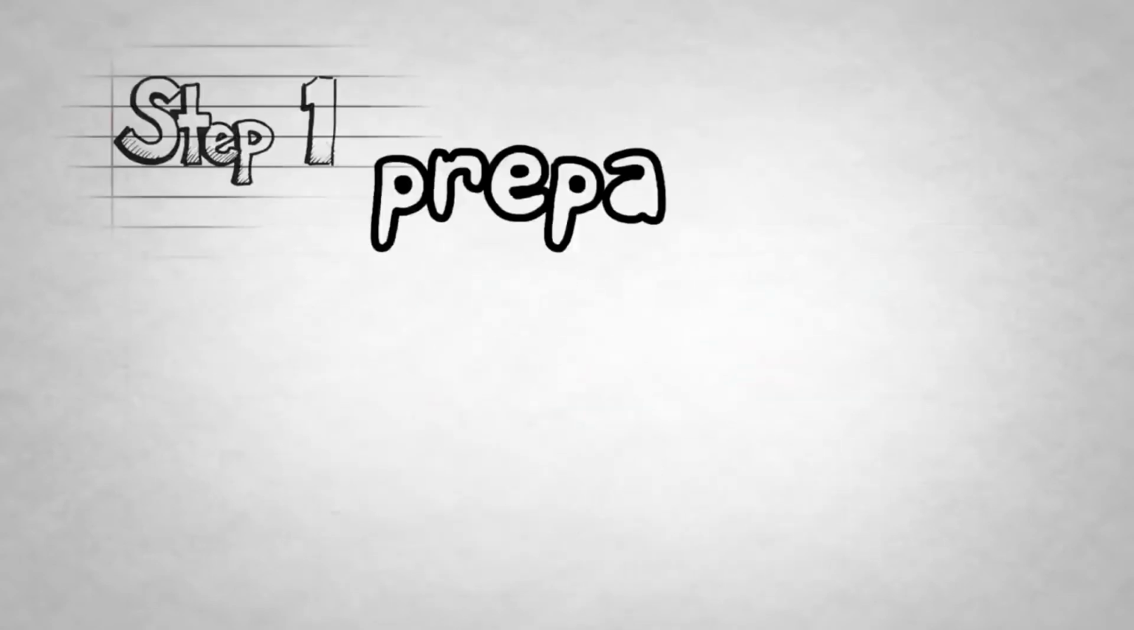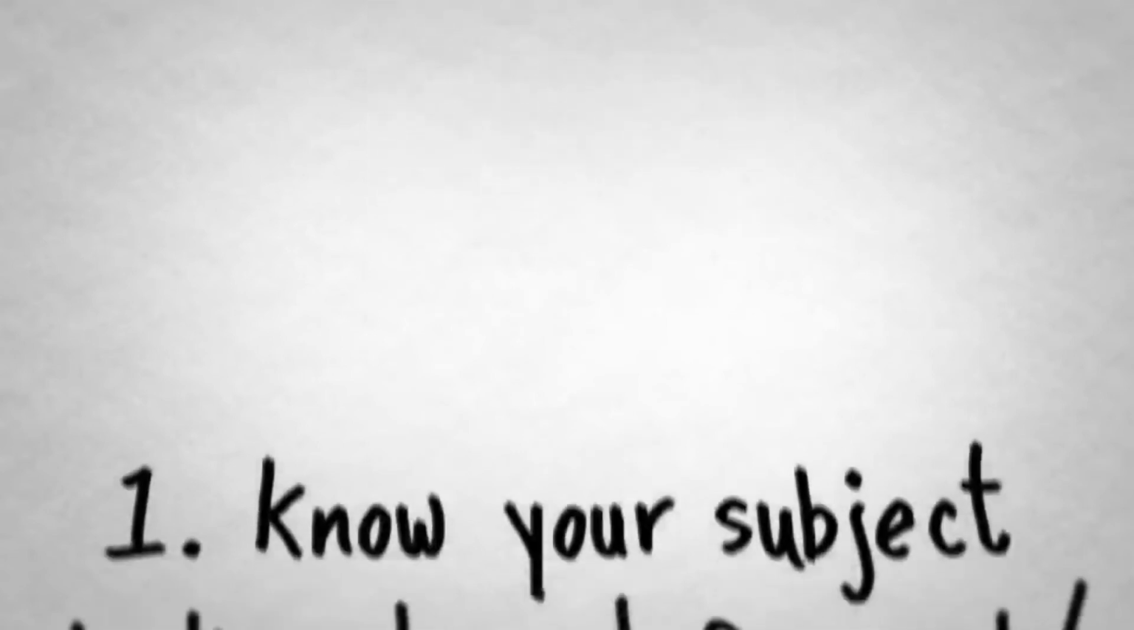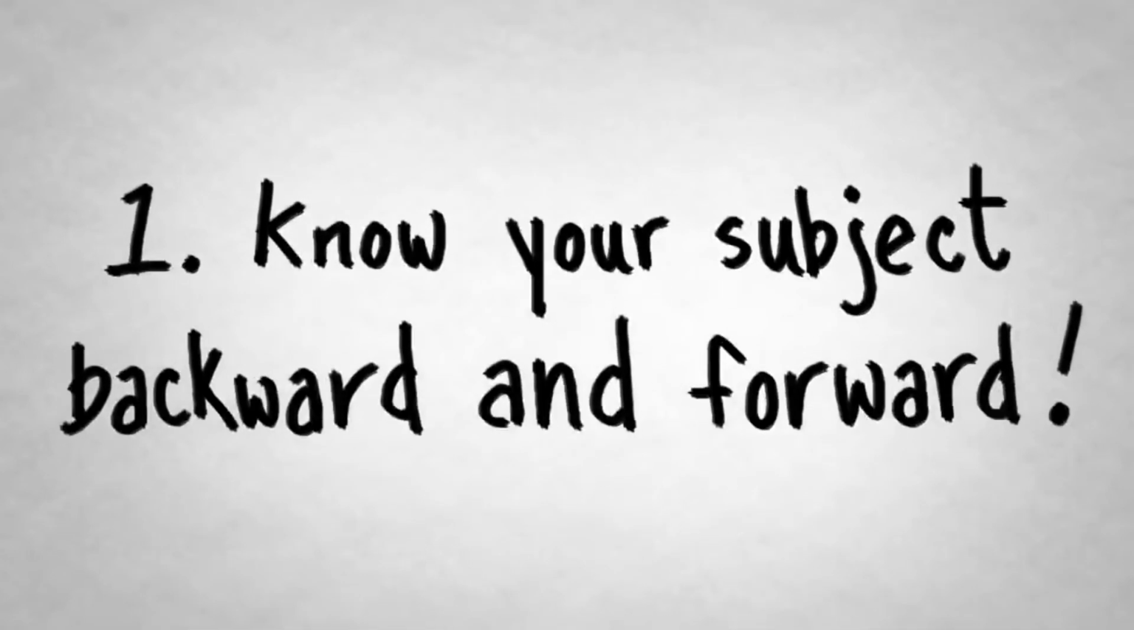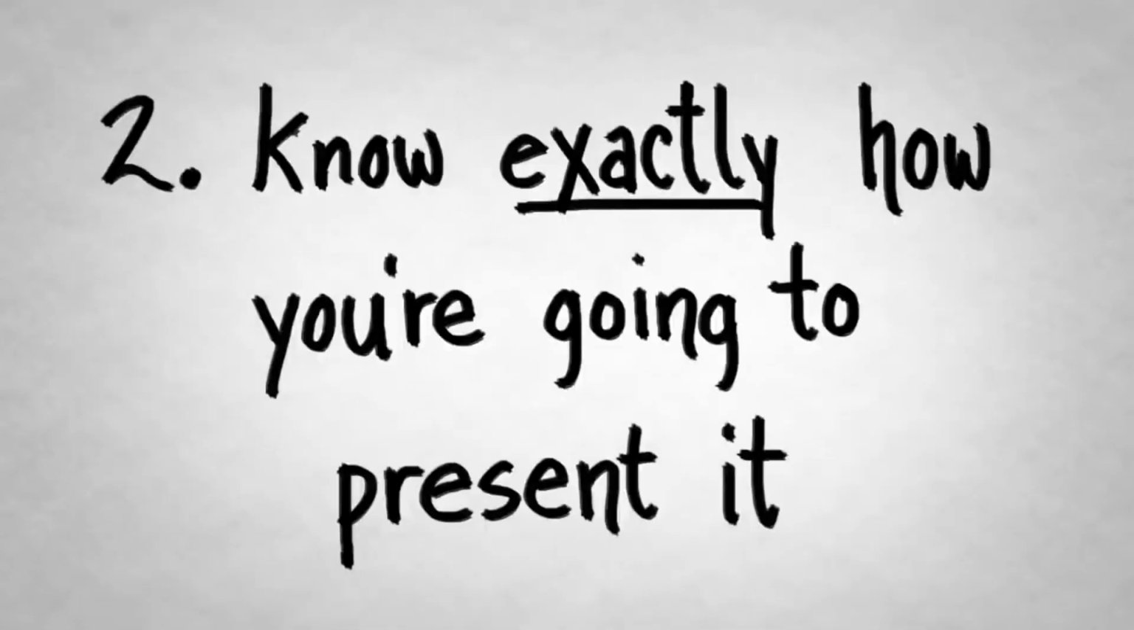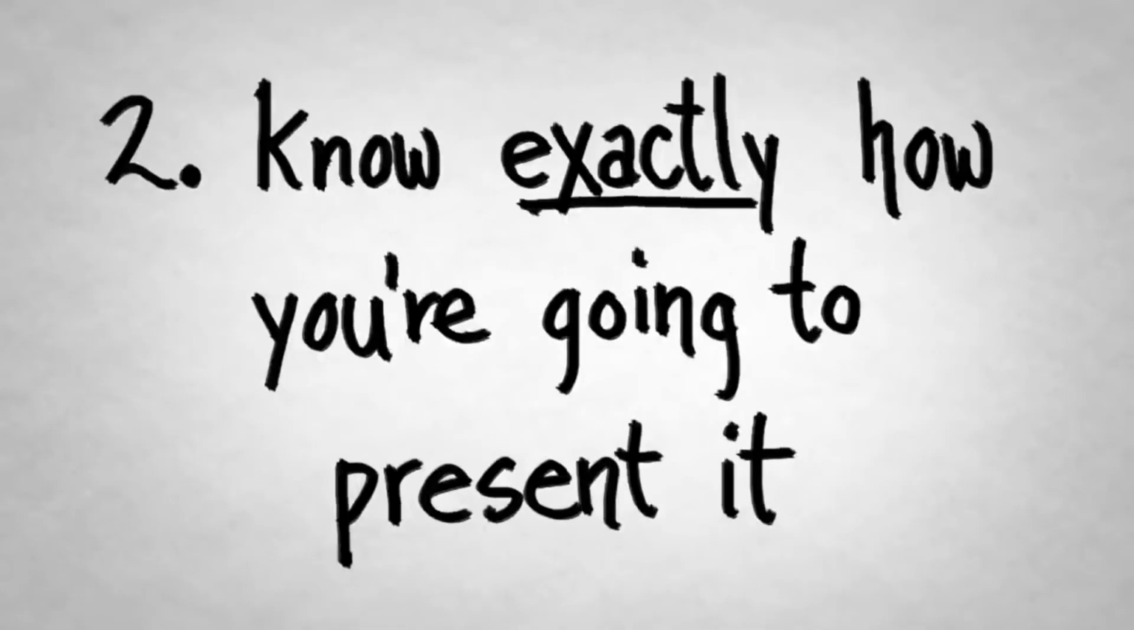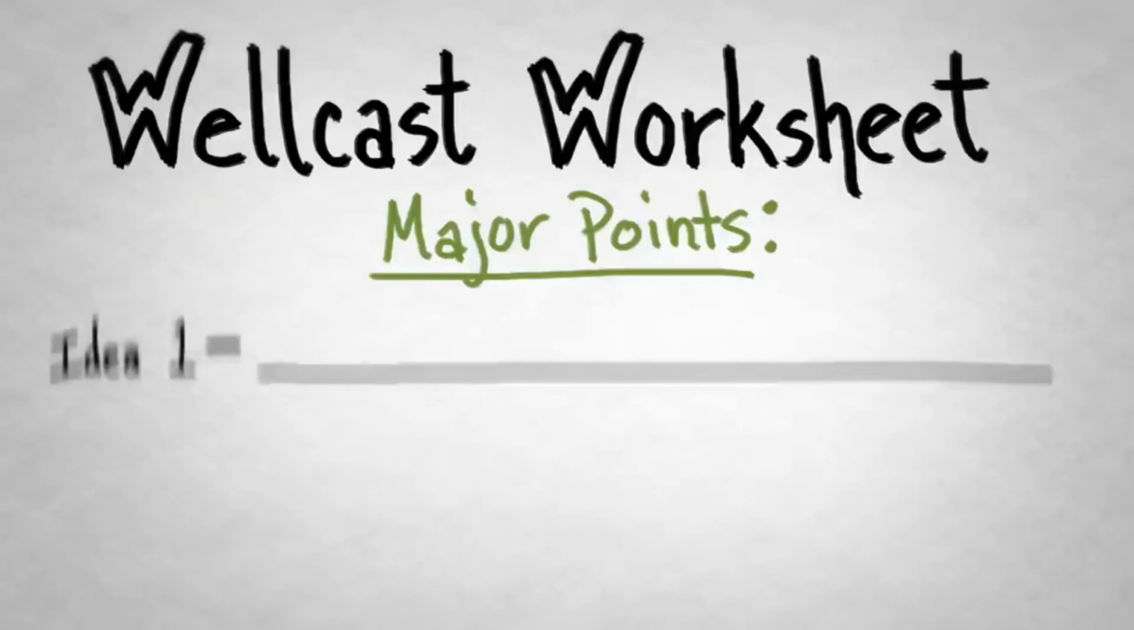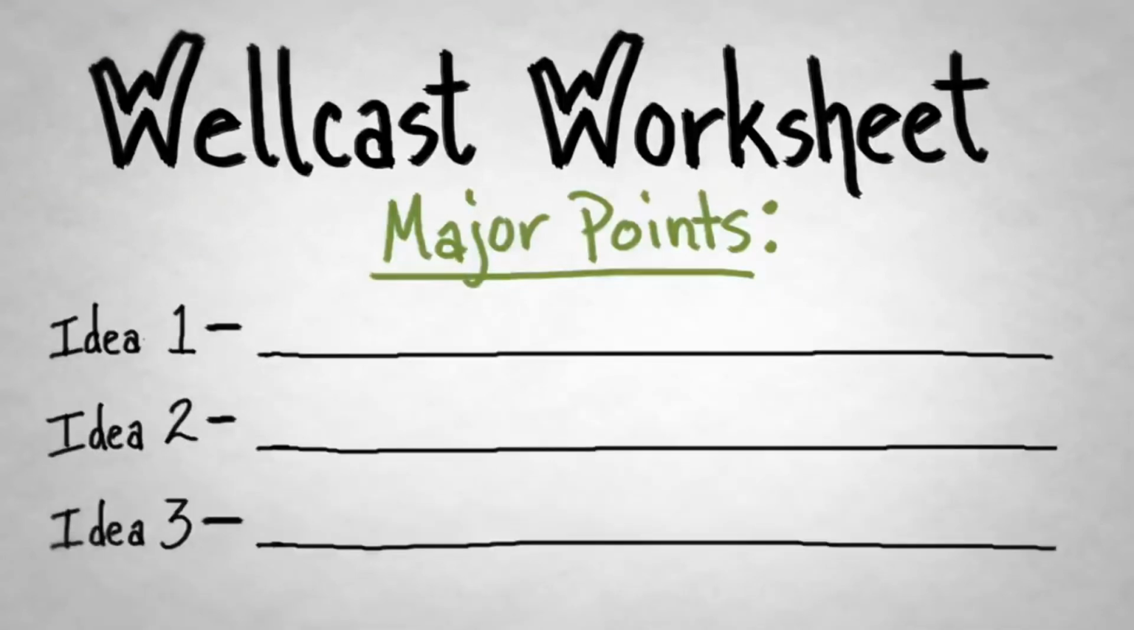Step 1, prepare, prepare, prepare. We said it 3 times because it's that important. There are 2 things that go into being prepared. Number 1, knowing your subject backwards and forwards. 2, knowing exactly how you're going to present it step by step. In your Wellcast worksheet, write down the major points that you want to get across to the audience. Get the ideas out of your head and onto the paper.